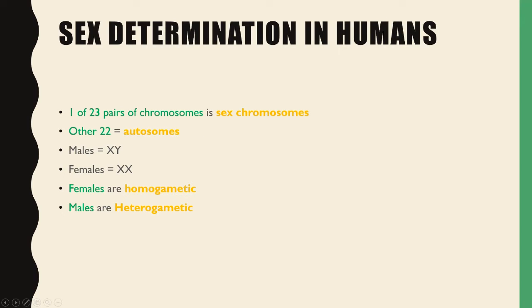Human sex determination is pretty simple because we inherit 23 pairs of chromosomes, so 46 in total, but one of these pairs is our sex chromosomes, XX or XY. The other 22 pairs are called autosomes. If you're male, you have XY. If you're female, you have XX. Females are called homogametic because they have the same chromosomes, and males are heterogametic because X and Y are different.